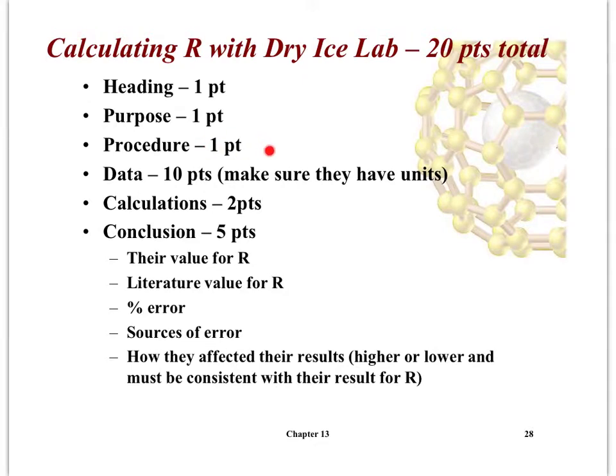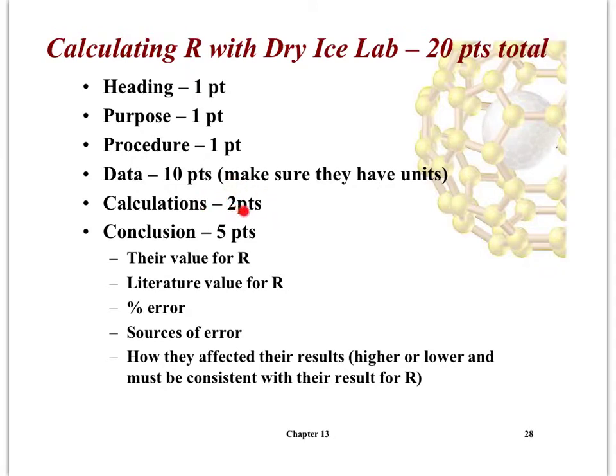Procedure, all they have to write is C handout, that's 1 point. The data is 10 points, it should match what it says in the lab handout there. There were 10 things that they needed, so make sure that they have units.